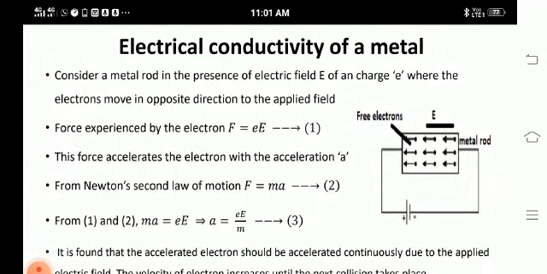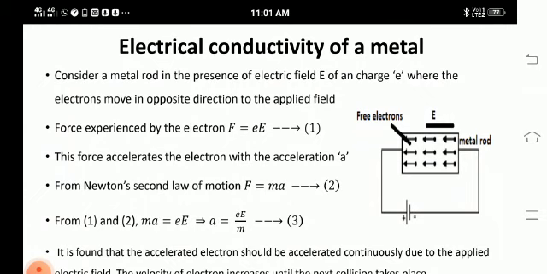Consider a metal rod. In the absence of electric field, there is no movement of charges in a particular direction. That is, the electrons, especially free electrons, move in random directions. When we apply an electric field E to the metal rod, the electrons move in the opposite direction to the applied field. Here, the electron experiences a force, that is F is equal to small e into capital E.